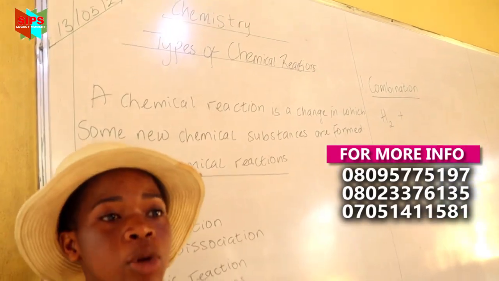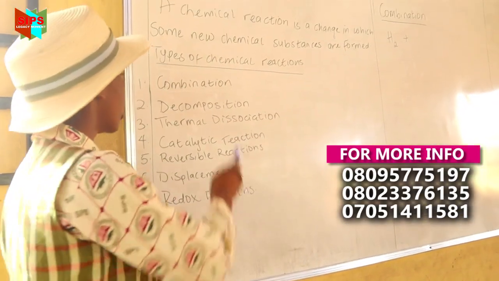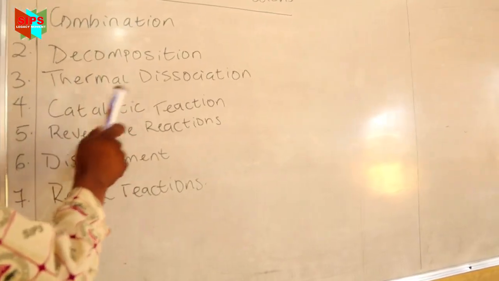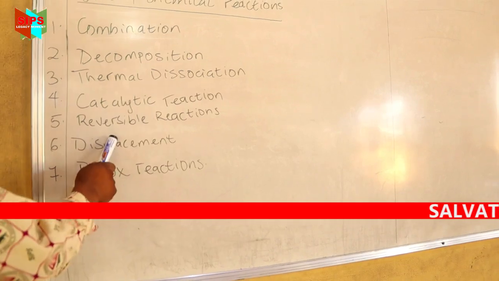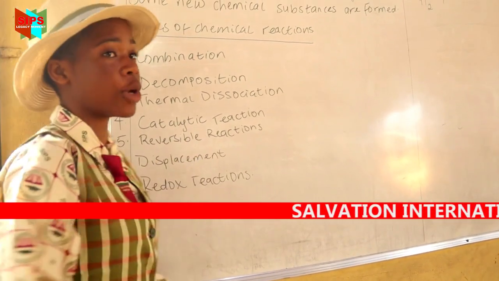Now, to understand chemical reactions, we have to list out the types, which are combination, decomposition, thermal dissociation, catalytic reactions, reversible reactions, displacement reactions, and redox reactions.